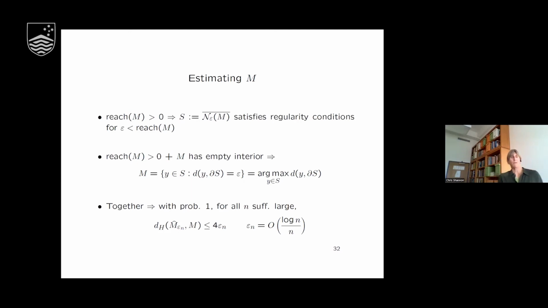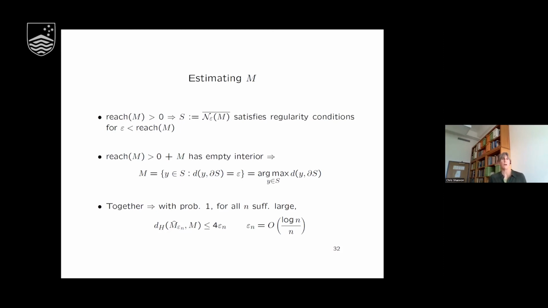Okay, so in any case, that result is in the background doing the hard work. And so the other two pieces, the fact that the set has positive reach and that it has an empty interior, guarantee that the set is exactly all of the points in this epsilon neighborhood around the set which are at distance epsilon from the boundary, and that these are exactly the points that are the maximum distance from the boundary in the real set. Okay, and so this is why the estimation procedure that I sketched would be successful in this case.